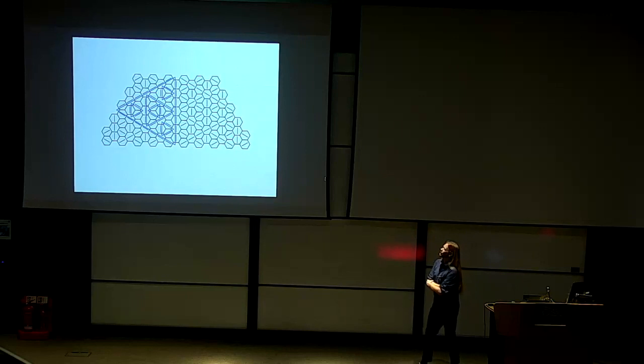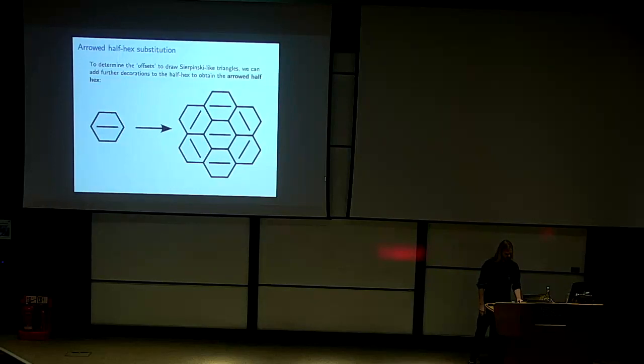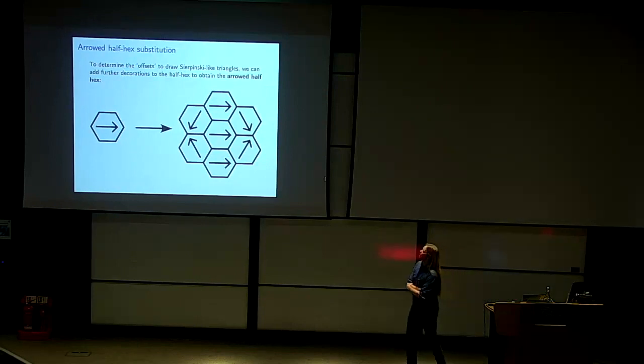So, we're going to talk about the arid half-hex, which gives you these Sierpinski-like decorations. And what the arid half-hex does is it tells you which way to offset these lines to make these hierarchies of Sierpinski triangles. So let me show you that. Here's the unarid version, just the normal half-hex. Here's the arid half-hex substitution. To determine these offsets, to draw these Sierpinski triangles, we have these arrows.